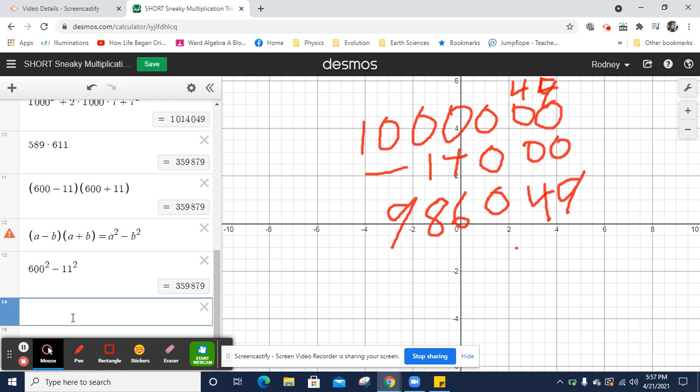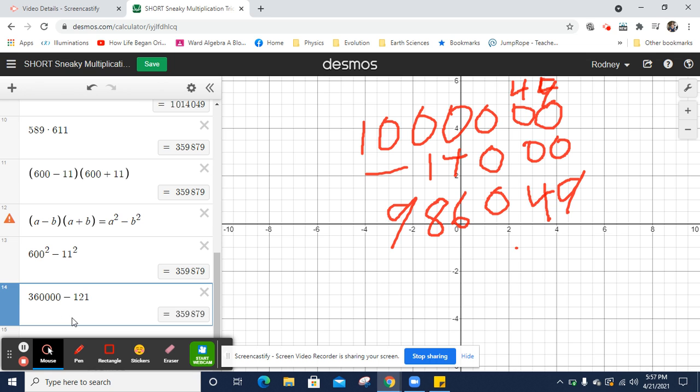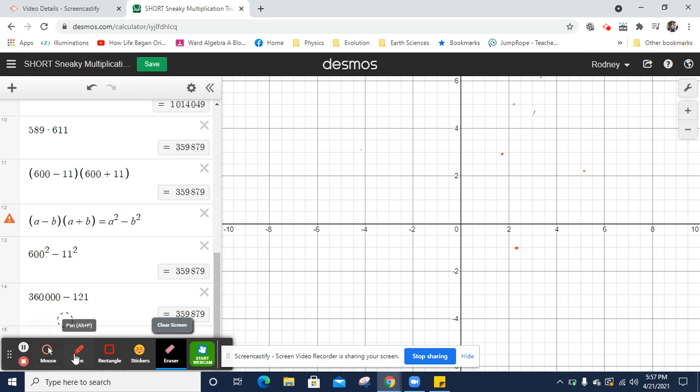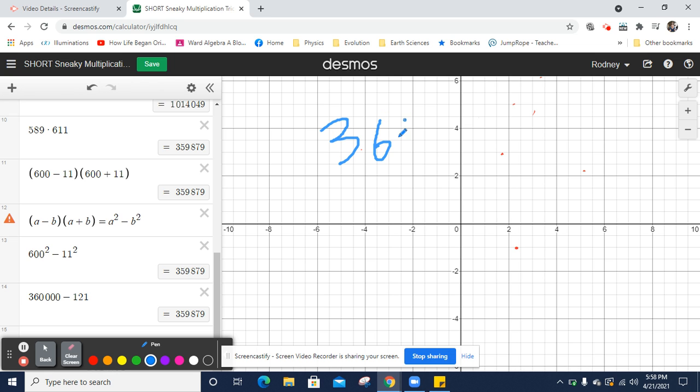So 600 squared is going to be 36 followed by 4 zeros. So 360,000, and that'll be minus 121. So once again, we got subtraction. So I'm going to go ahead and clear this stuff out of the way, and I will set it all up so I don't lose track of where I'm borrowing and so forth. So I've got 3, 6, 4 zeros. 1, 2, 3, and 4. And I'm going to subtract 121 from that.